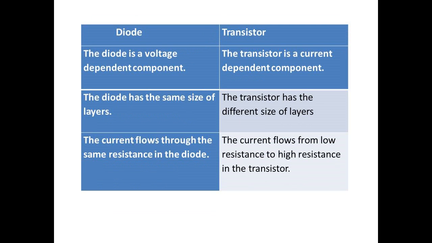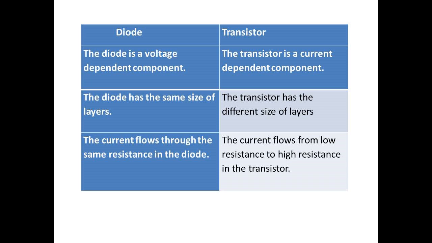The diode is a voltage dependent component. The transistor is a current dependent component. The diode has the same size of layers. The transistor has a different size of layers.